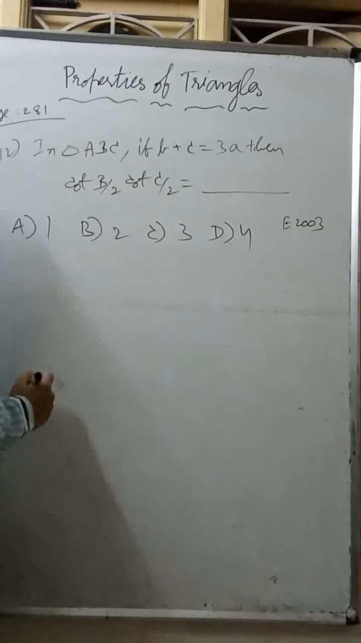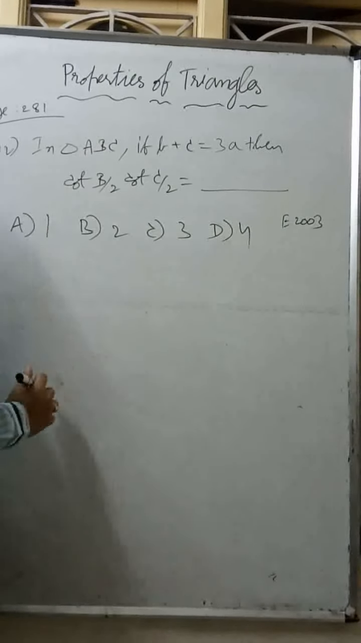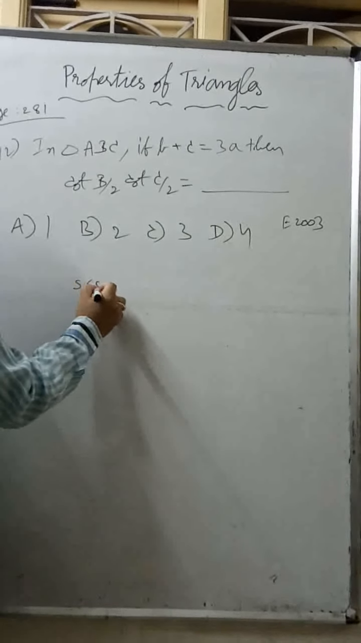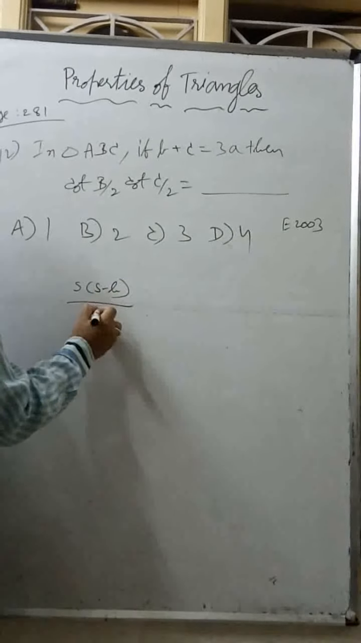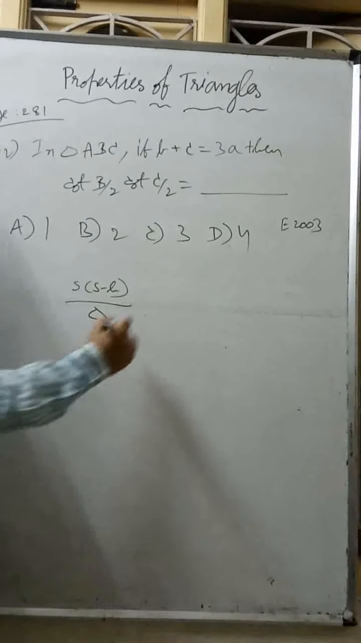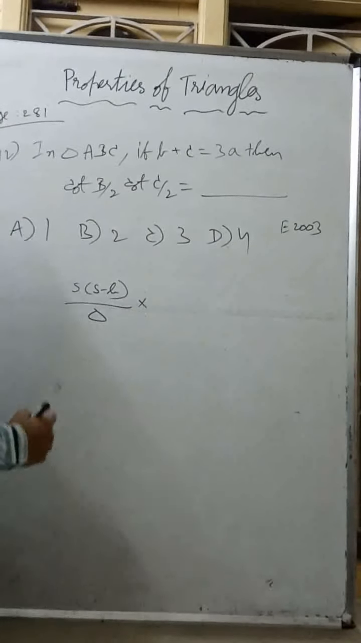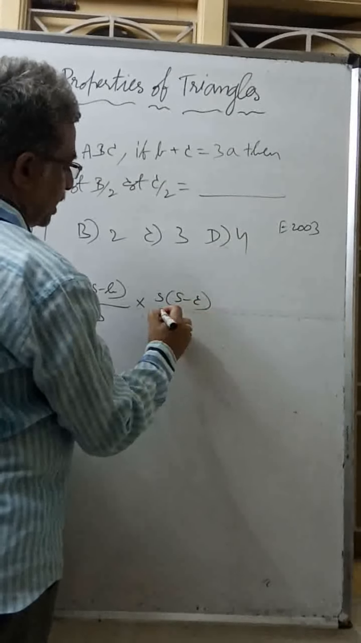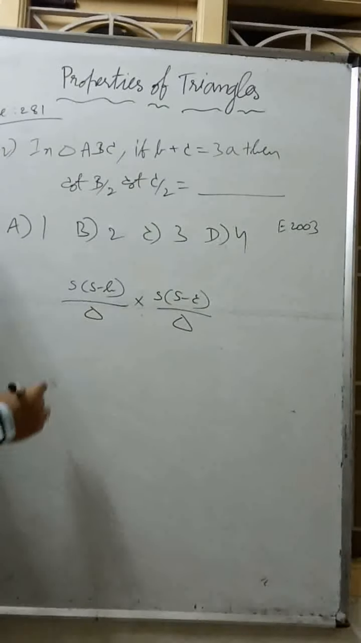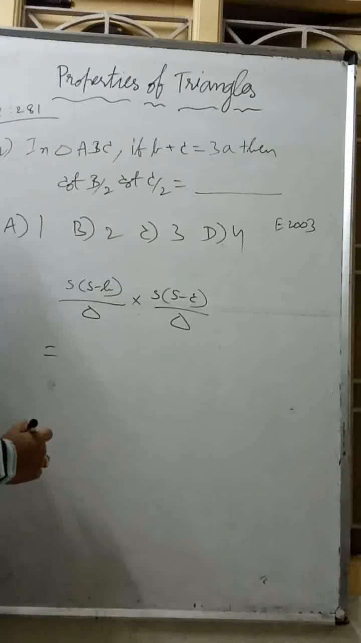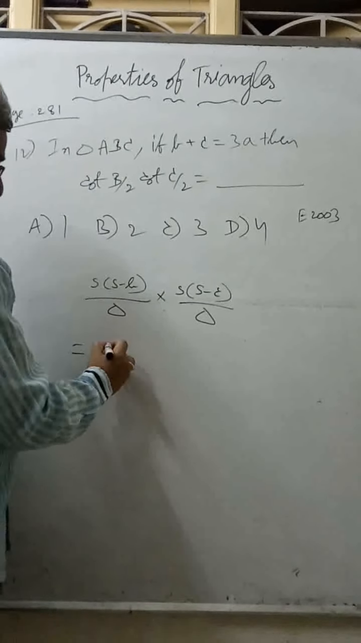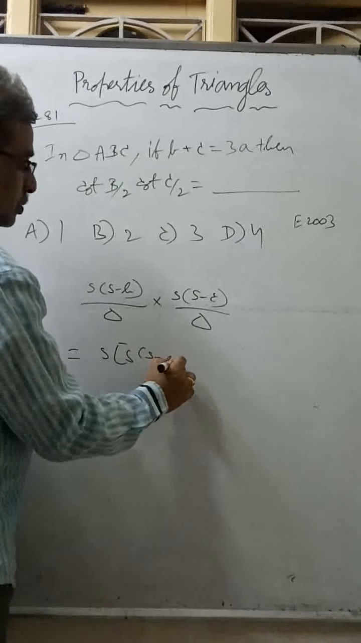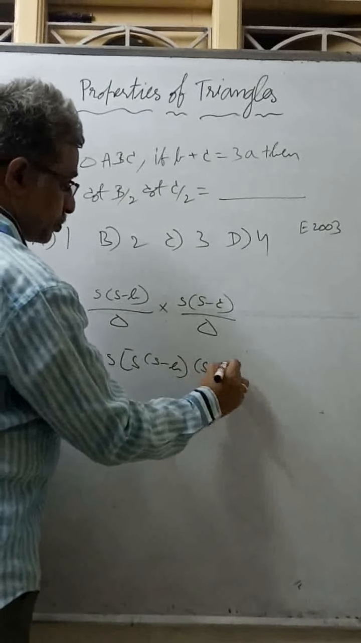Cot b by 2 into cot c by 2. We know cot b by 2 is s into s minus b by delta, and cot c by 2 is s into s minus c by delta. So this is equal to s into s minus b into s minus c, over delta square.